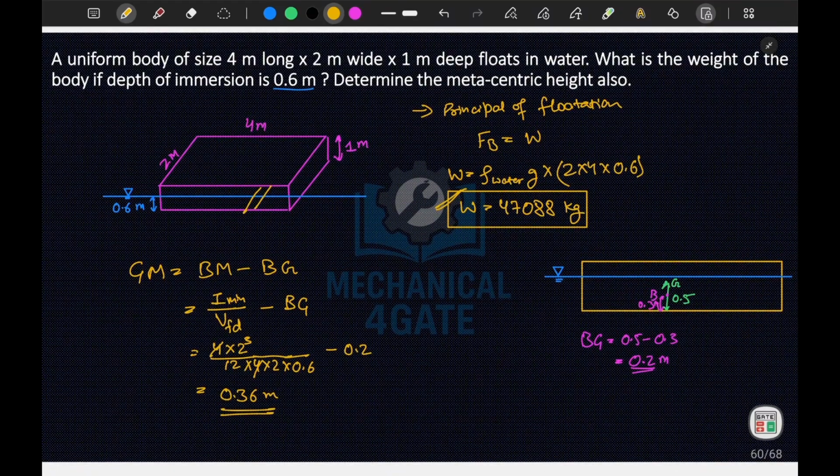So we have calculated both your weight of the body and metacentric height. We have calculated both values here. So this is the weight and this is the metacentric height, GM.